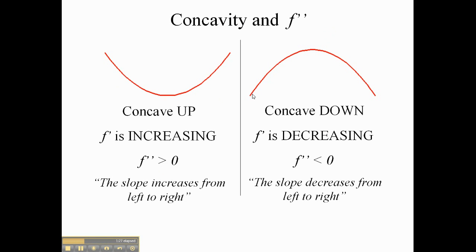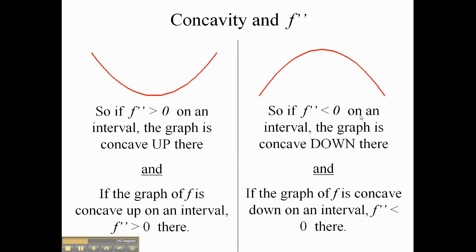Conversely, the graph will be concave down, or open downwards, when the first derivative is decreasing, which is when the second derivative is less than 0. The reason it's concave down is the slope is decreasing from left to right. So, if the second derivative is bigger than 0 on an interval, the graph is concave up there. And conversely, if the graph of f is concave up on an interval, the second derivative will be positive.